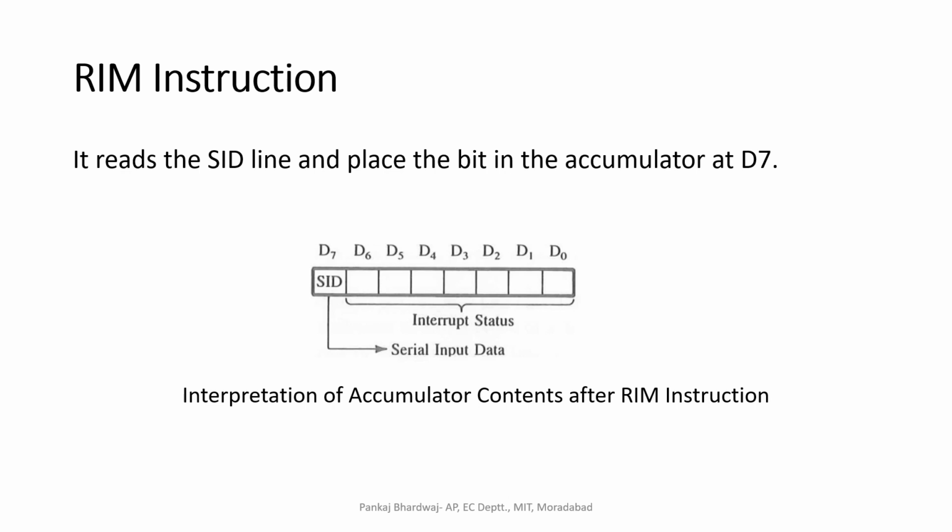The similar instruction is RIM. When we interpret the RIM data, that means we are taking the data as an input into the accumulator. The serial input data will come into the accumulator's most significant bit after the execution of the RIM instruction. So the data which is available in the SID pin will come and replace the data at bit 7 of the accumulator, that is the most significant bit of the accumulator, using the RIM instruction. RIM is used for read interrupt mask as well as for inputting the serial data from the SID pin of the microprocessor. Okay.